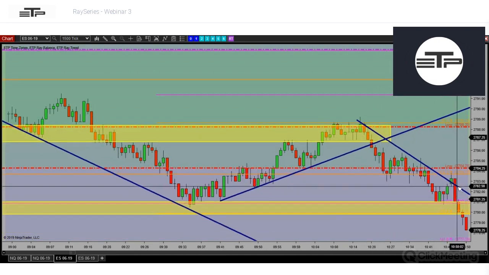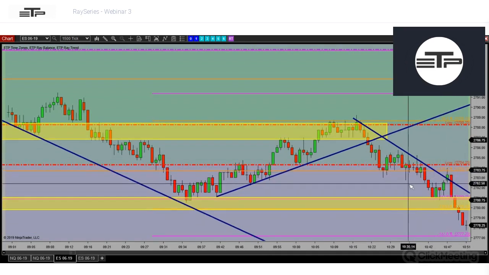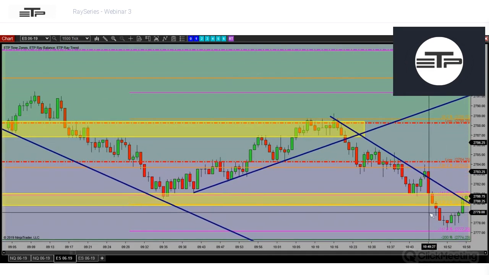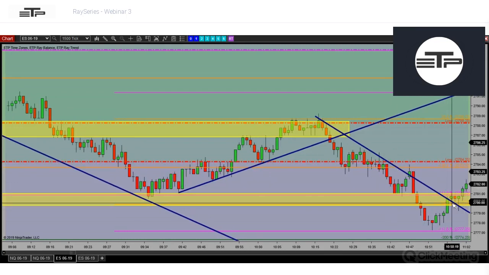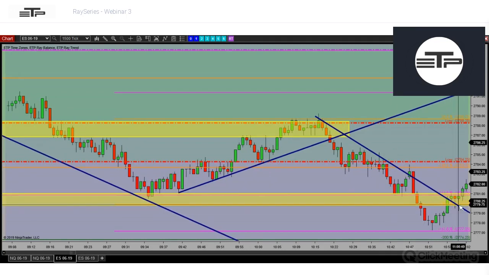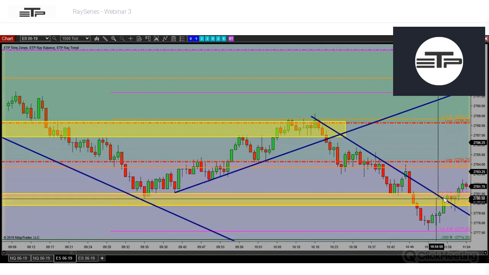Price has hit it more than a few times, and now it's fallen through. It's retesting. But it broke the trend line, it retested it, and now it's moving back up.